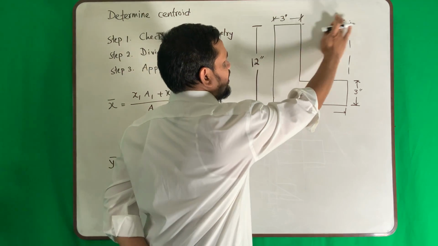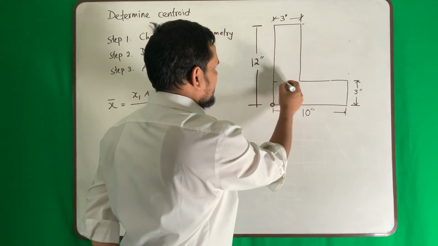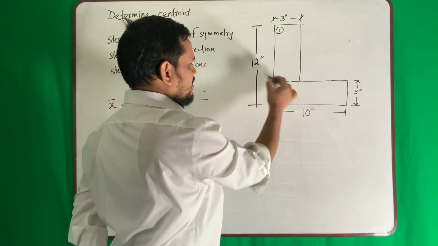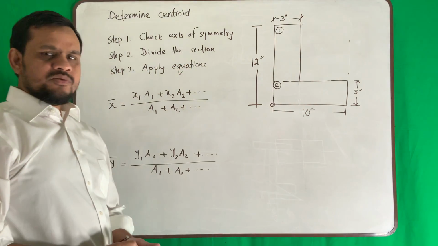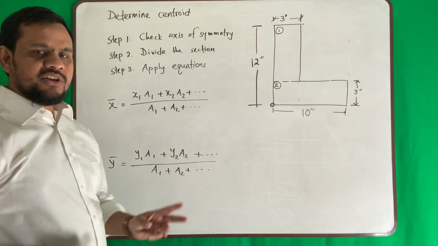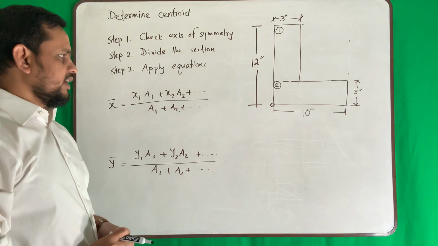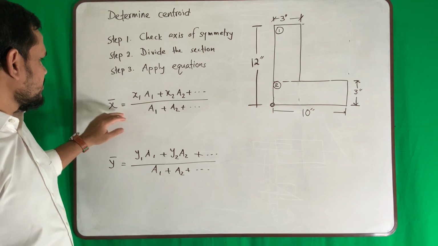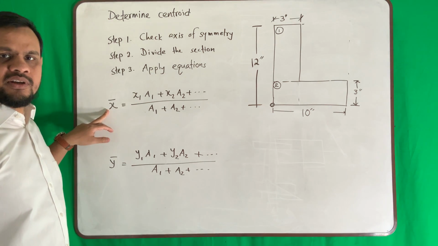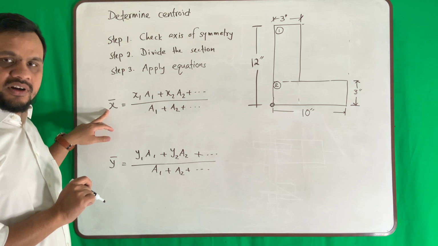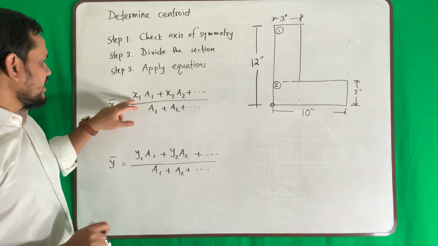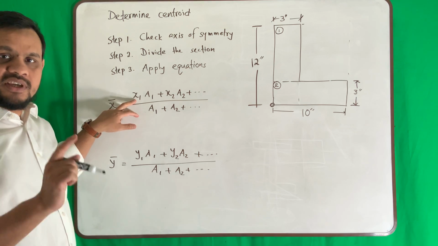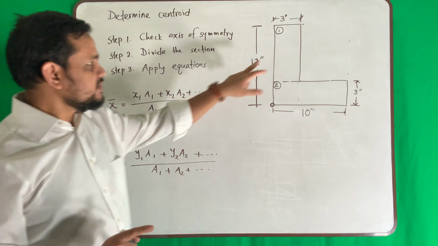Okay, so let us divide this way. This is section number 1. This is section number 2. So I divided my composite section into 2 regular rectangular sections. Then I will apply this equation. What is this equation? X bar means my centroid, the x coordinate of my centroid. X1 is the x component of the centroid of section 1. Section 1 means here.